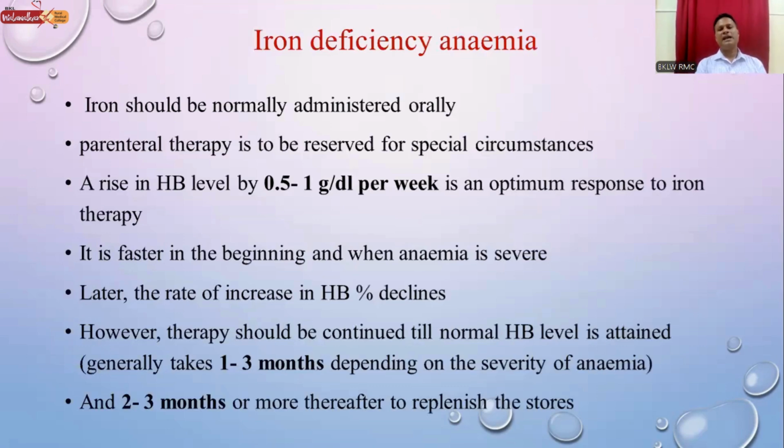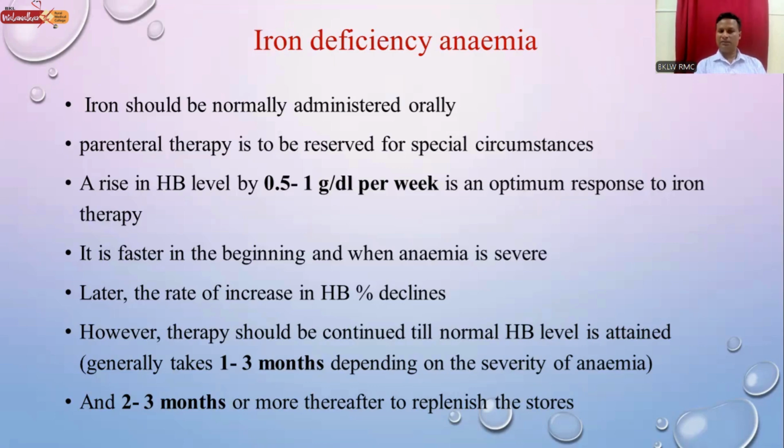So while treating iron deficiency anemia, we have to remember iron should normally be administered orally unless there is an indication for parenteral iron. Oral preparations are preferred. Parenteral therapy is reserved for special circumstances, as we have already discussed. After starting the treatment, a rise in hemoglobin level by 0.5 to 1 gram per deciliter per week is an optimum response to iron therapy.